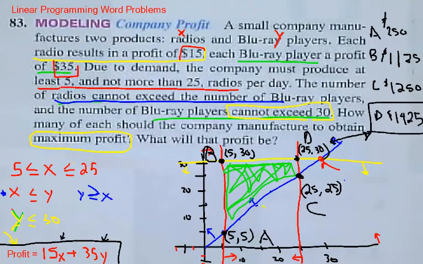And you have to answer the question. When it's a word problem, you have to answer the question with the context of the problem. So in order to get the maximum profit, we need to make 25 radios and 30 Blu-ray.